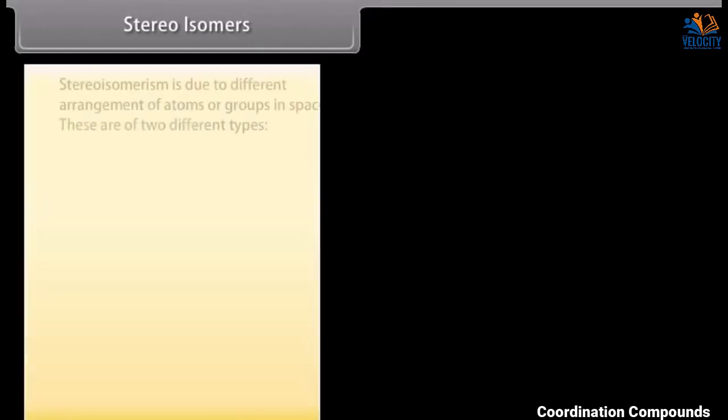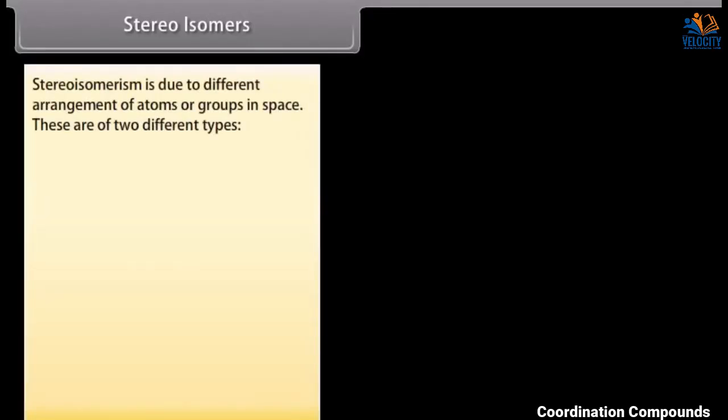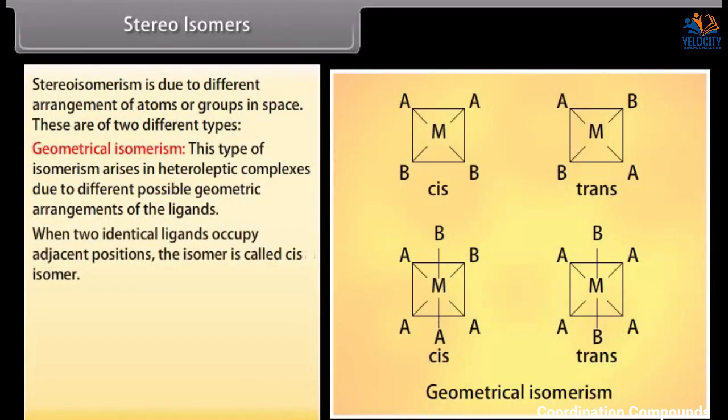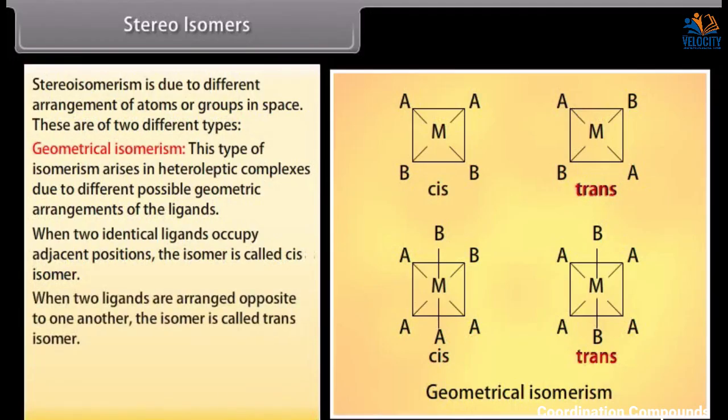Stereoisomers. Stereoisomerism is due to different arrangement of atoms or groups in space. These are of two different types. Geometrical isomerism. This type of isomerism arises in heteroleptic complexes due to different possible geometric arrangements of the ligands. When two identical ligands occupy adjacent positions, the isomer is called cis isomer. When two ligands are arranged opposite to one another, the isomer is called trans isomer.